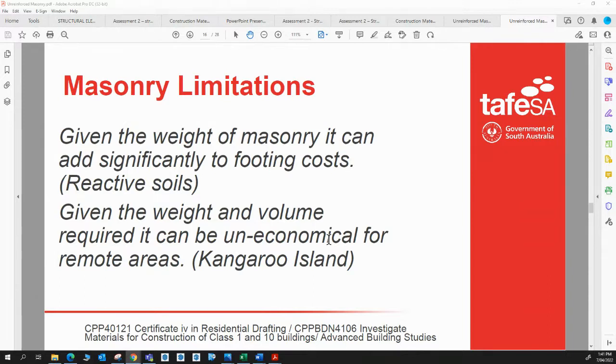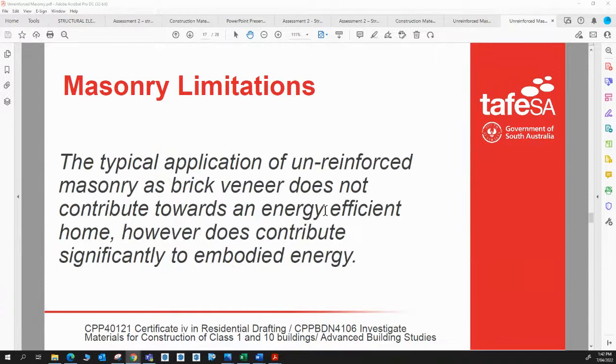But it's not only Kangaroo Island, it's also other remote areas. If you're building a house in some of the station areas, it's also unlikely that you'd specify brick veneer because of the transport costs of materials up there. You can get a whole fiber cement sheet cladding system on half of a semi-trailer, in comparison to a whole semi-trailer or possibly more for your brickwork. So the sheer volume required can certainly be a limitation as well.